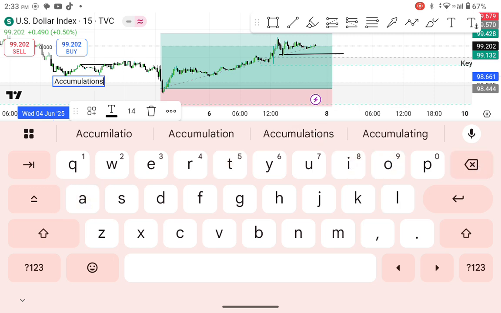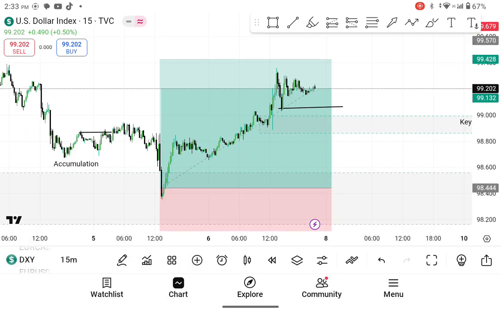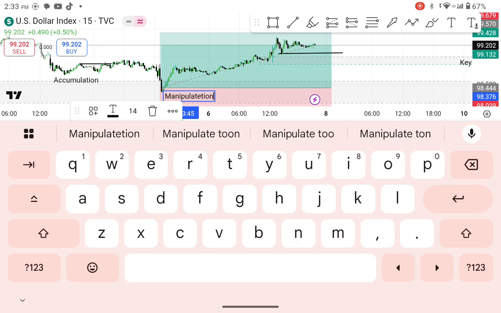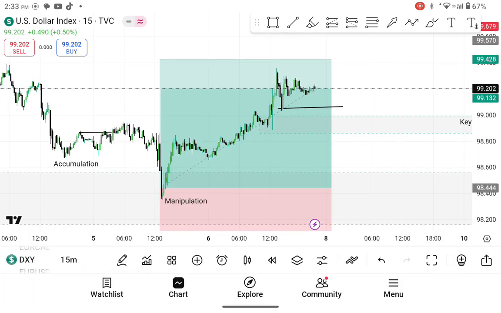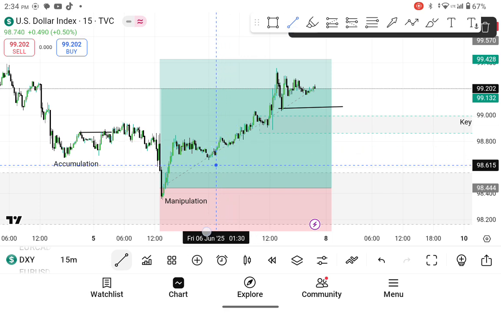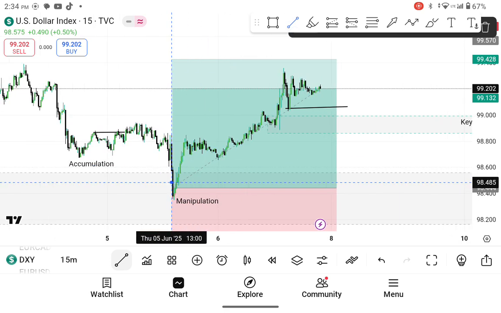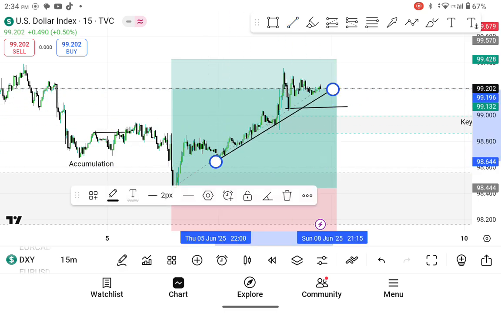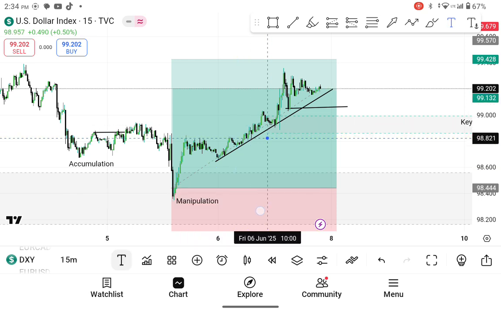We had accumulation, and here we had our manipulation. We had our accumulation, manipulation, and this area now becomes our distribution. Yeah. So this area now becomes our major area now. This is now our distribution.